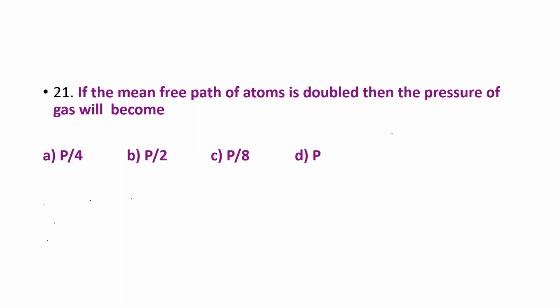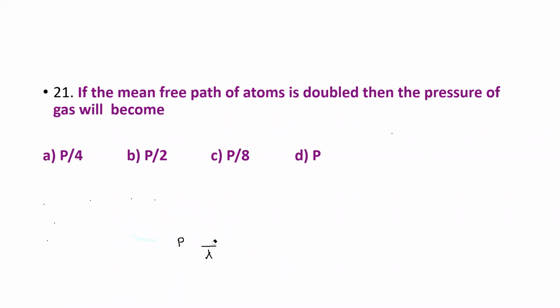If the mean free path of atoms is doubled, then the pressure of the gas will become. So what is the relation between mean free path and pressure? We have an equation given by lambda is equal to 1 divided by root 2 into kT divided by pi d square into P. So here we can see that the pressure and the lambda value are inversely proportional. What they are saying here is the mean free path value is doubled, so the pressure becomes half. That is option B, P by 2. Option B is the right option here.